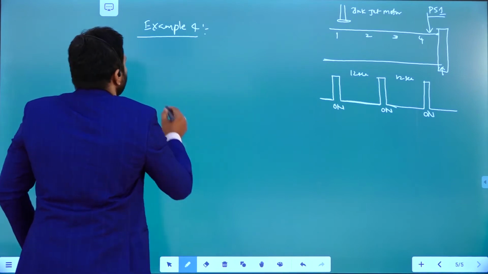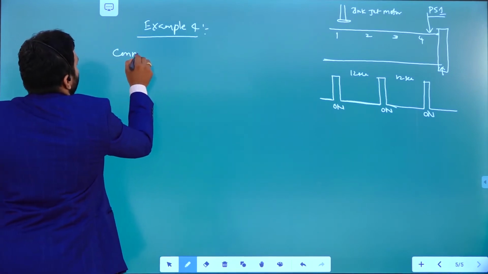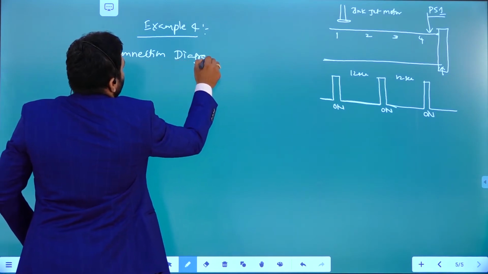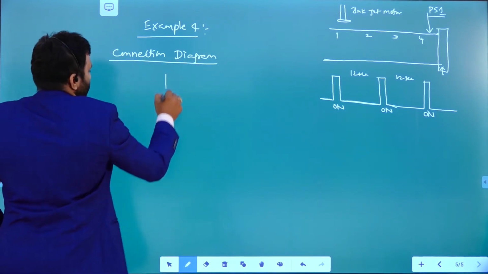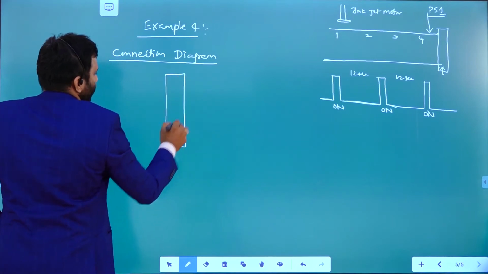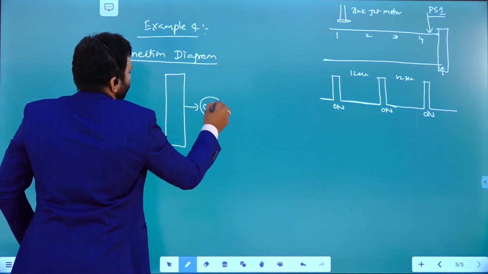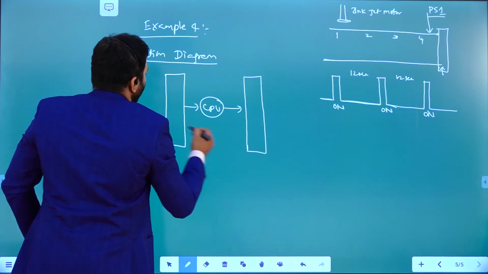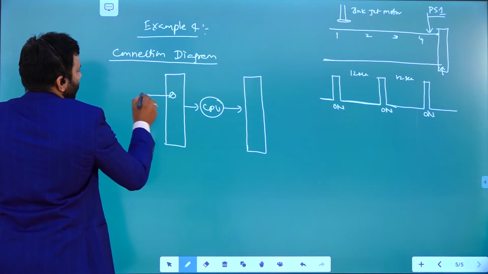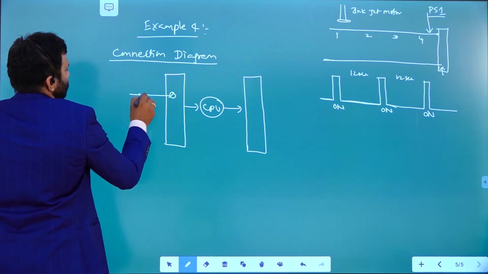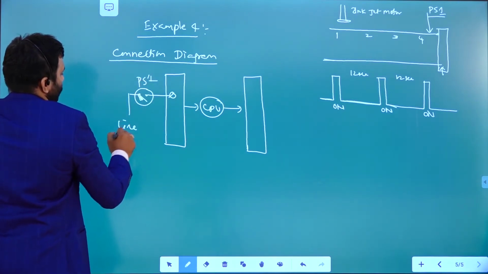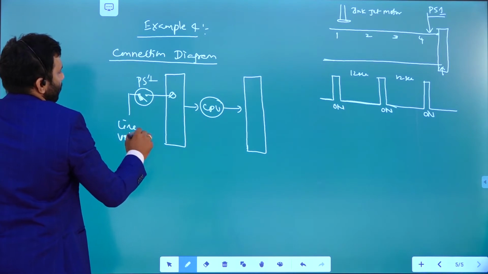So for this application, how is the connection diagram going to be arranged? The input module is once again connected to the CPU, and then the output module. The input module is going to be connected to proximity switch 1, which is connected to the line voltage. The rest of the story is the same, everything.